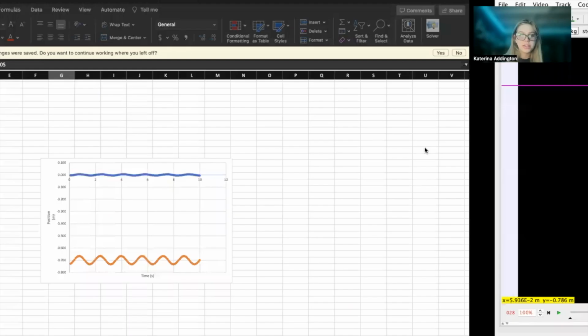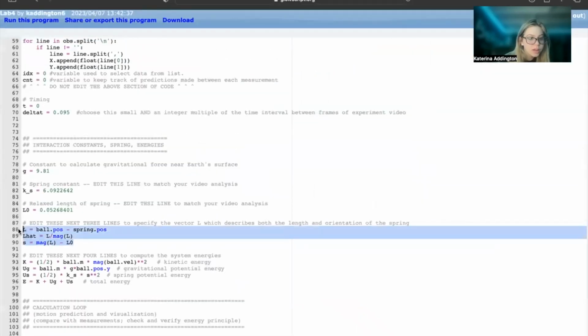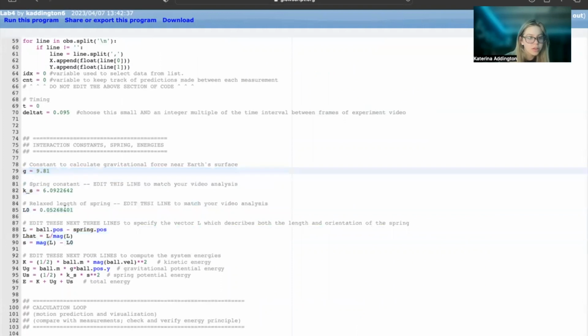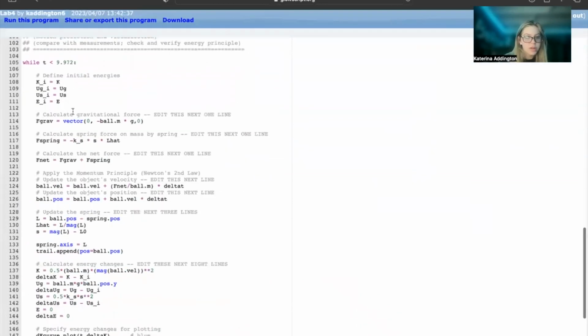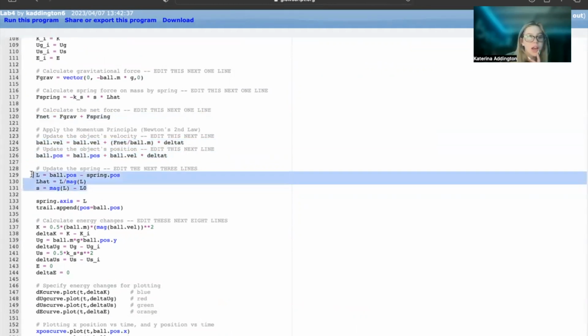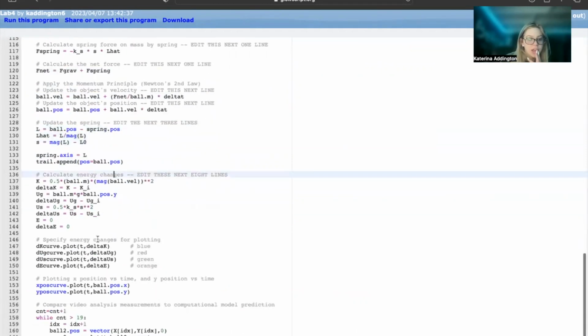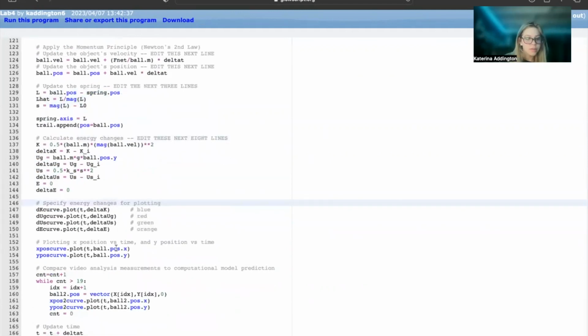And then we can see all of this in our code. We have the formula for the length. Here are our constants over here. We have the formula for the length, the system energies, and then we have our gravitational force, force of the spring, net force, a fundamental physics concept, updating the object's velocity with the momentum principle, updating the spring, calculating the energy changes, and these are applying the same formulas we went over.